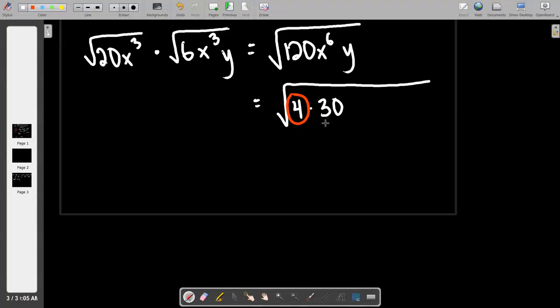What do you think about x to the 6th? Leave it or split it? He's a good guy already, so we just leave it. And then, of course, y we can't do anything about. But I am going to circle x to the 6th.